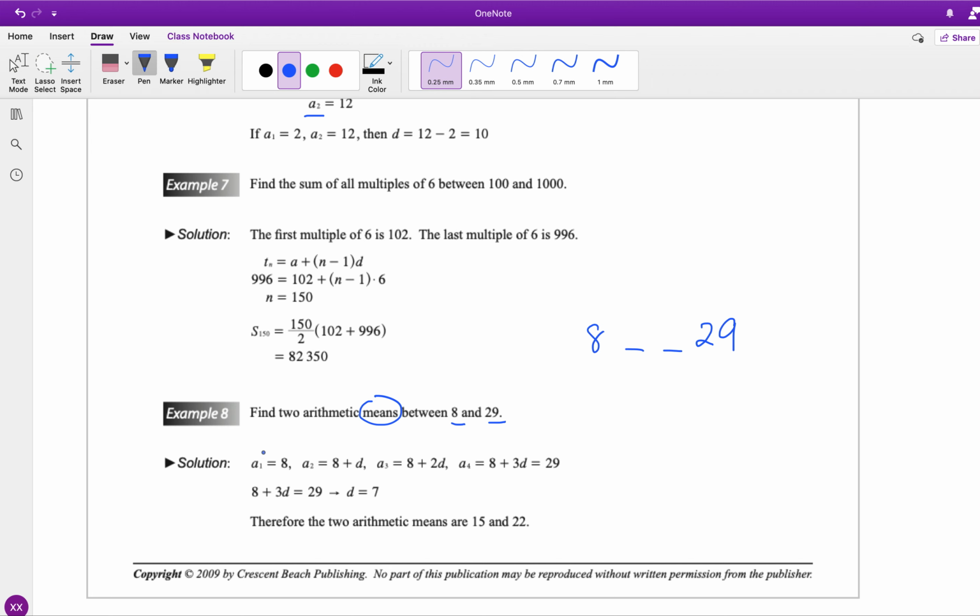Then we have A1, our first term, which is 8. Then we have this plus d, plus 2d, plus 3d. And then the last term, the fourth term, is this. So you can calculate the d. After we calculate the d, then this one add on, so that is 15. 15 add on another 7, that is 22. All right, so this is pretty straightforward.